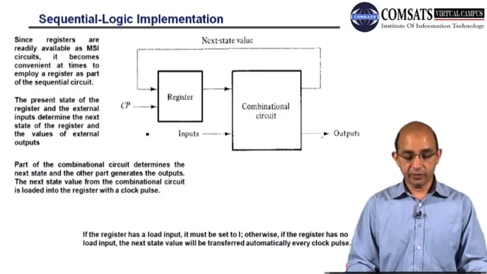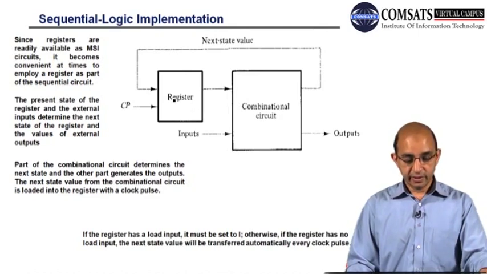So we can have an idea of how we can exploit registers when we talk about the sequential implementation. Here you can have an idea that we have different states depending upon the register. For example, if we have a two bit register, how many states can we have? We can have four different states. That depends on the number of bits involved within that register, so we can have different state values.